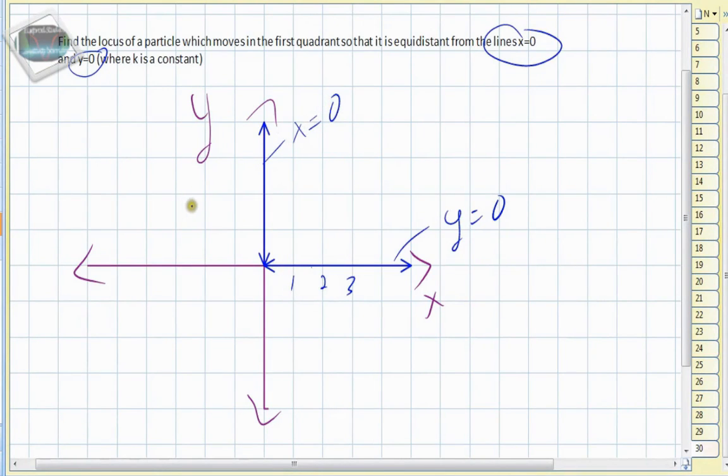And then what it wants to know is the locus of a particle which moves in the first quadrant, and it's equidistant. So you really just have to look at the picture and imagine to yourself, what would be equidistant from these two lines? Well, that would be right here, sort of like diagonal between the two of them. So this is the line x equals y.